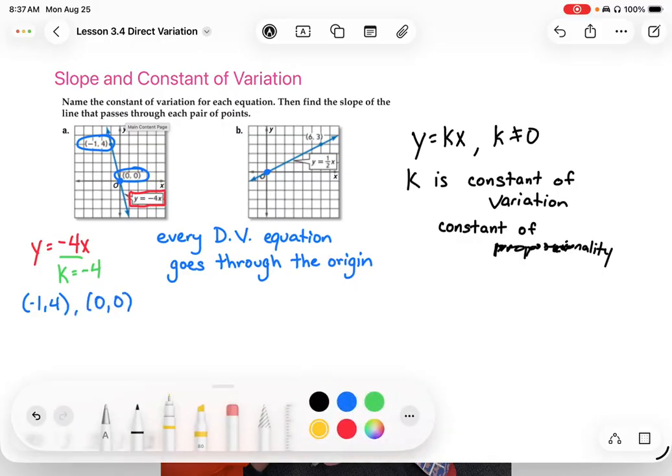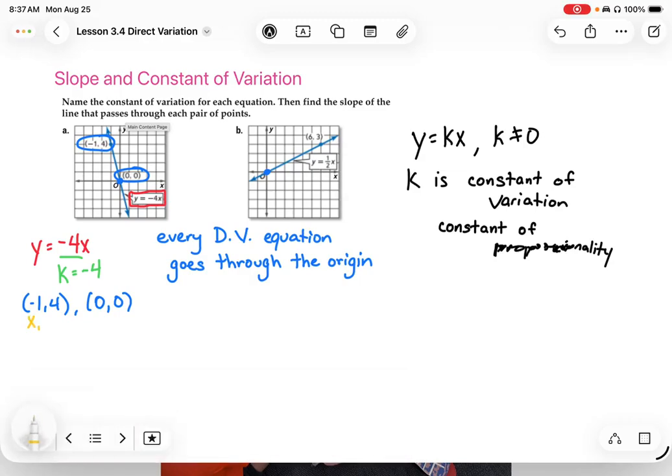Since I already told you that the constant of variation and the slope are essentially the same thing, I bet it's going to be no surprise what this is going to turn out to be after we do the math. Slope is y2 minus y1 over x2 minus x1. So we've got negative 4 over, and then 0 minus negative 1 is positive 1. And negative 4 divided by 1 is negative 4. And hey, what do you know? The constant of variation and the slope are the exact same thing.